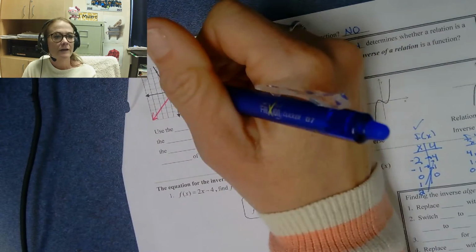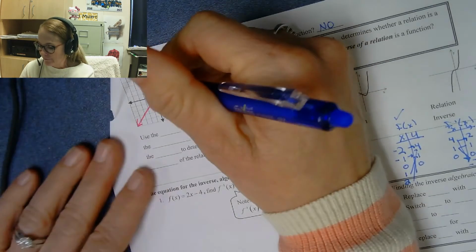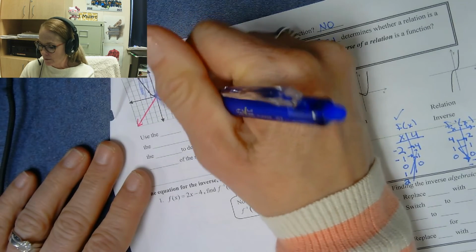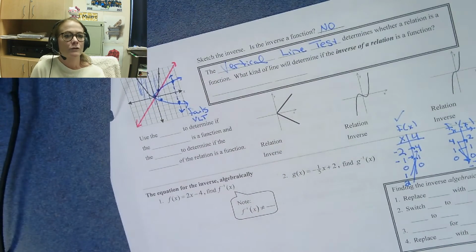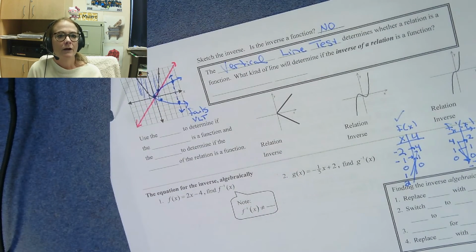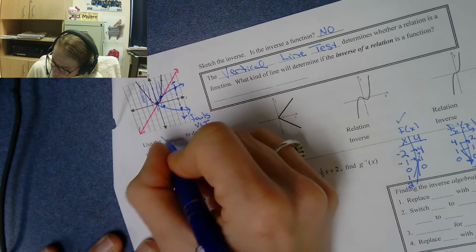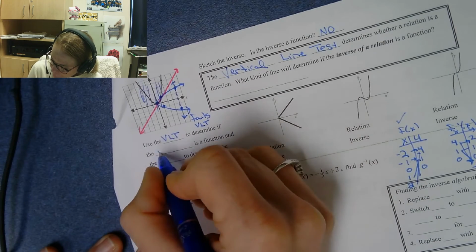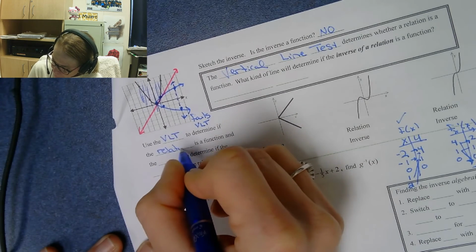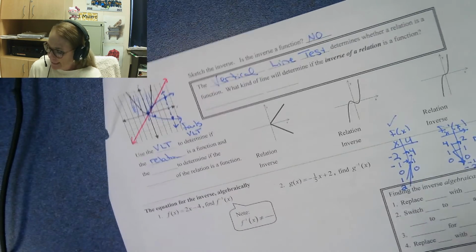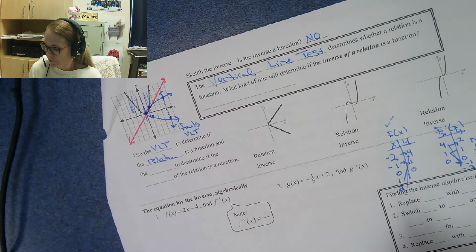Whereas the original function, this black parabola here, every vertical line that I draw only touches the graph once. So the original relation, I should say, is indeed a function. So the first thing we're going to do is use a vertical line test to determine if the relation is a function. Now to see if the inverse is going to be a function.